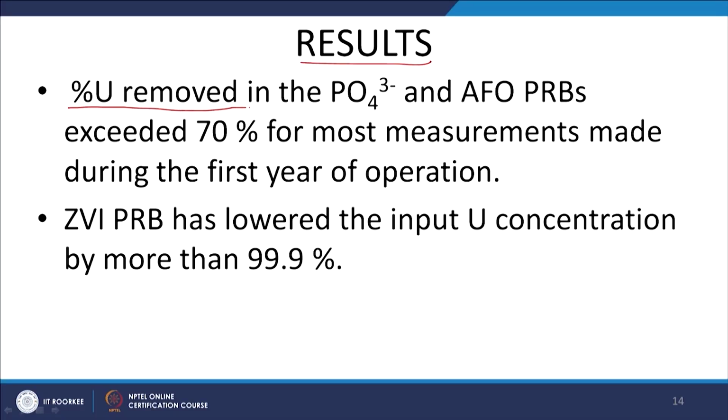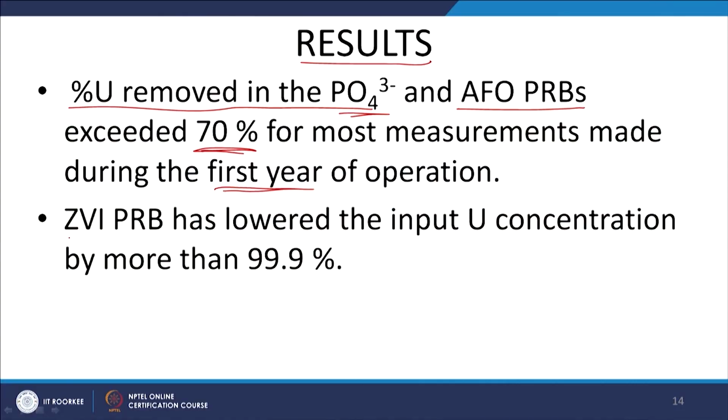So uranium removed in the PO4 3- or phosphate AFO PRBs was more than 70%, right, and they looked at it for 1 year, and this is in line with what we saw in the particular column test and such. So this is the data from the actual placement of the relevant PRBs, right.